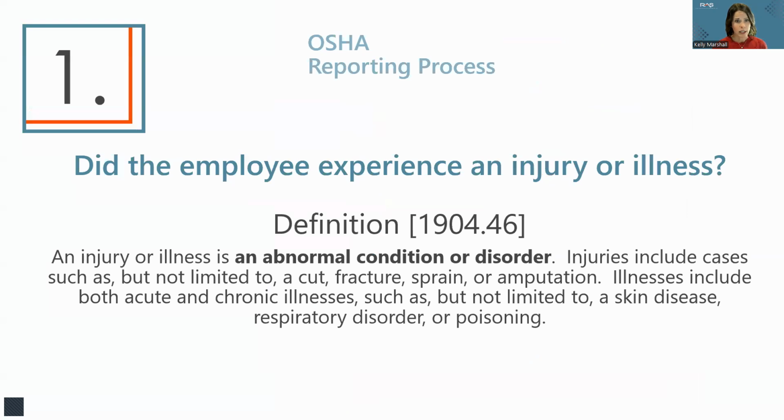I've listed each one of these and the specific OSHA reference should you have any particular questions, as I know there's a lot of detail that goes into determining work-relatedness and what really constitutes an injury or an illness. But to start with, the way that OSHA defines any kind of an injury or an illness is simply as an abnormal condition or a disorder. As I mentioned before, injuries can include things like cuts, fractures, sprains, strains, punctures, amputations, and so on. Illnesses can be anything chronic or acute, and things that then again may be a skin disease or condition, a respiratory disorder, or some sort of poisoning.